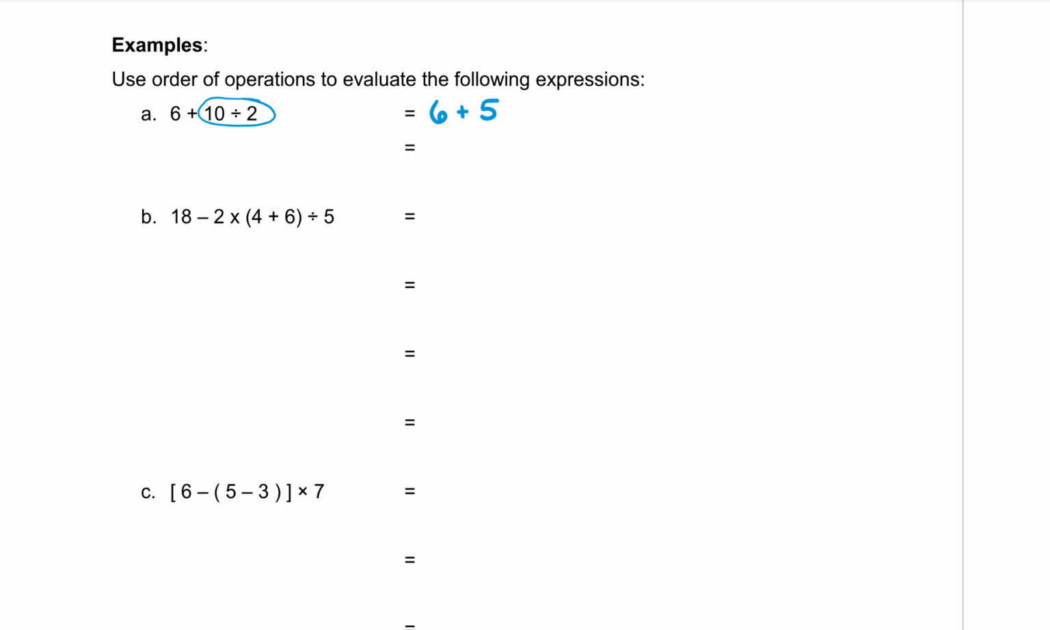Okay, so we've done the division, there's no multiplication. Next step is to do the addition and subtraction. So there's an addition there. 6 plus 5 is equal to 11. Okay, let's try part B.